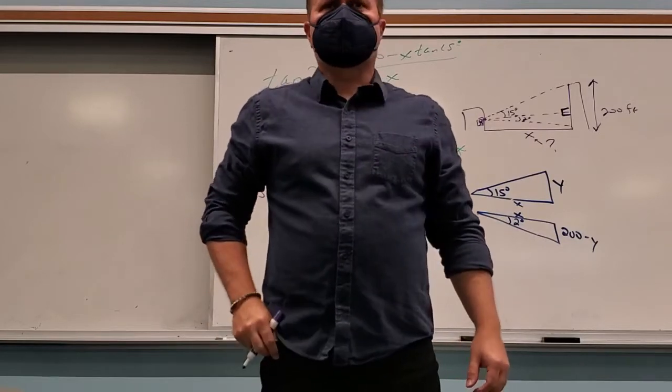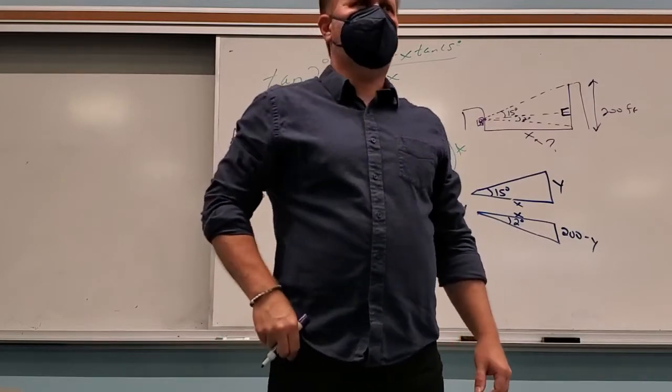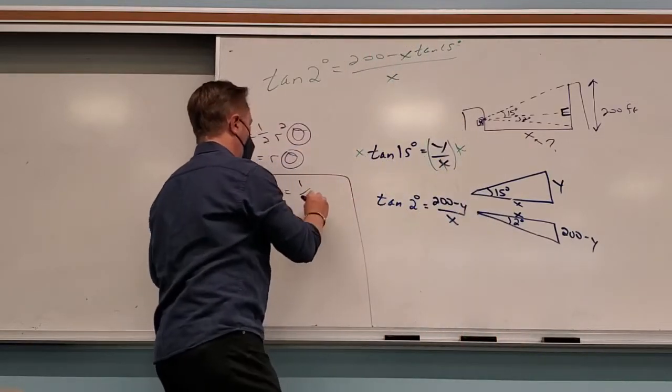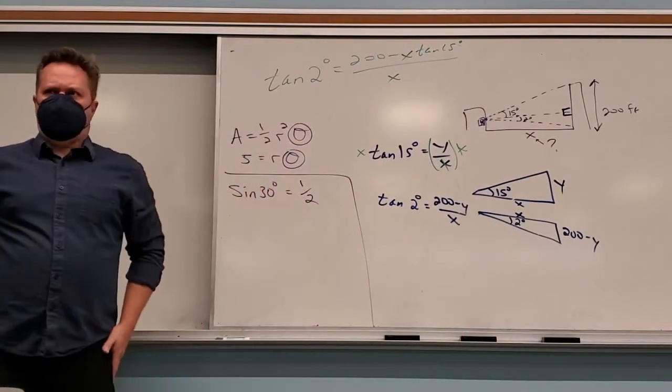Which one of those is smallest? 1/2, rad 2 over 2, rad 3 over 2. 1/2. Okay, so that's 1/2.